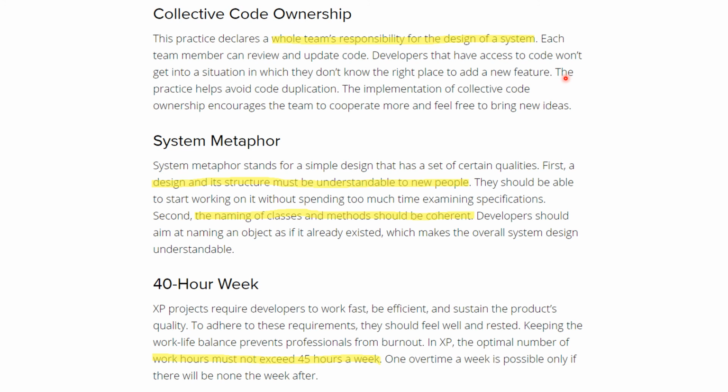All right, the final expectation from XP is 40 hours of work, right? The optimal number of work hours must not exceed 45 hours of work. That's an important aspect to make sure the team feels well and rested. You cannot ask the team for 12 or 15 hours every day continuously for 3 months or 6 months. It is not sustainable.